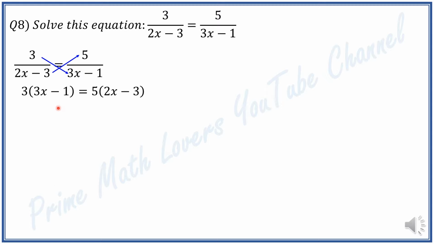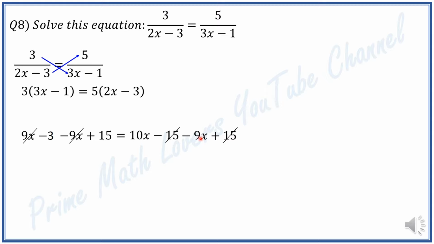Then distribute the numbers on both sides and we get 9x plus 3 is equal to 10x minus 15. And I add minus 9x plus 15 to both sides of the equation. So minus 9x plus 15 to the first side and minus 9x plus 15 to the other side. This 9x with this negative 9x will be cancelled. This negative 15 with positive 15 will be cancelled.